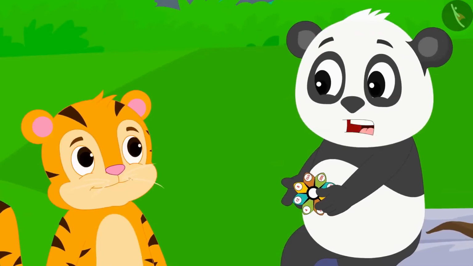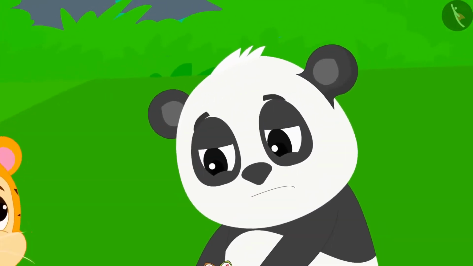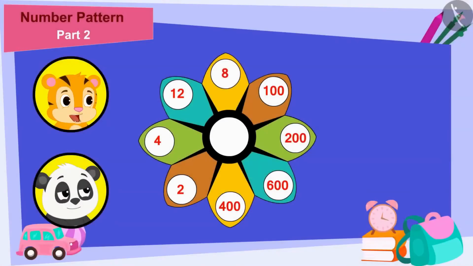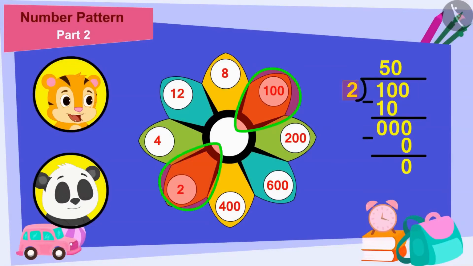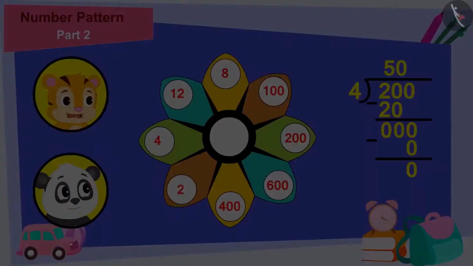So, what shall we do now? Golu got sad and asked Sher Khan. Look, Golu, if I divide the number 100 by 2, the answer will be 50. And even when I divide the number 200 by 4, the answer will still be 50. Sher Khan said excitedly to Golu.